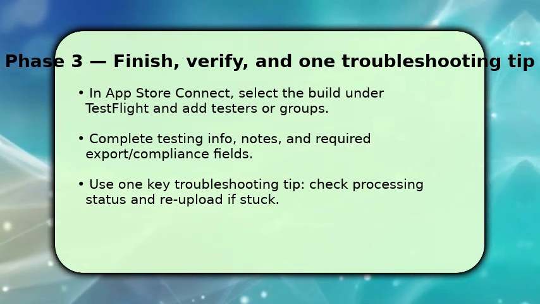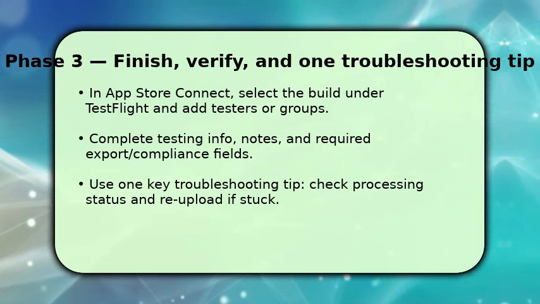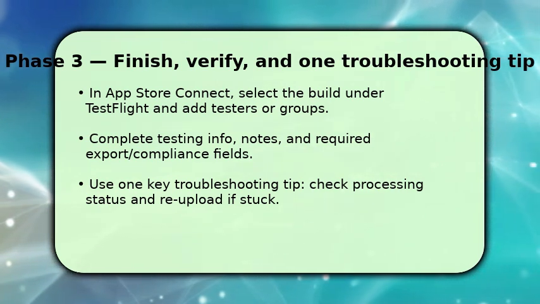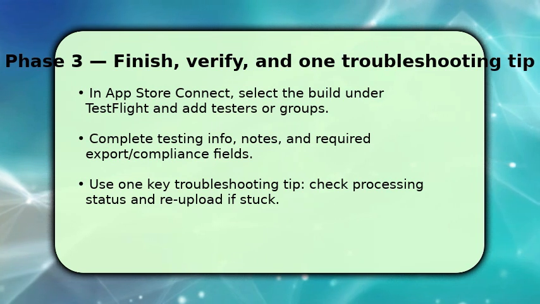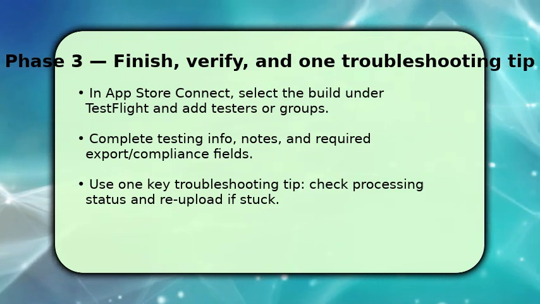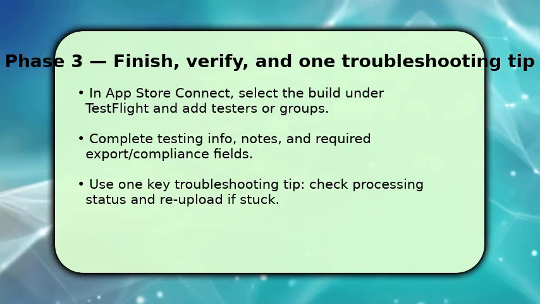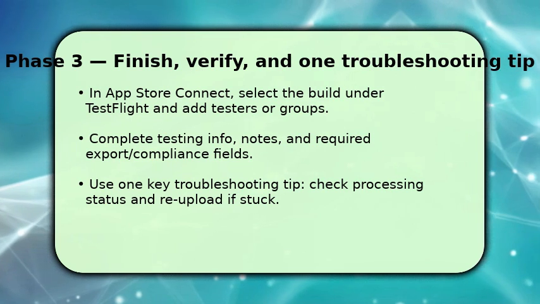Once the build processes, add internal or external testers, fill out test notes, and supply any beta app review info so external testing can begin. Make sure your build meets entitlements and privacy requirements, otherwise the beta review will block it.